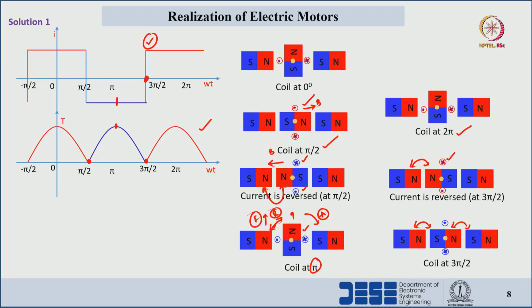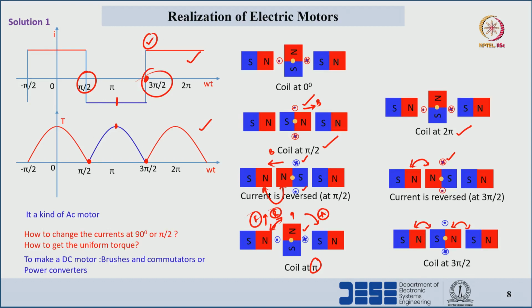Now how to give this kind of currents, or how to change the current exactly at 90 degree intervals? To do that we have to utilize brushes and commutators, otherwise some power converters. In the traditional way, brushes and commutators act as a rectifier: they take DC and convert it into AC. Whatever working principle we have discussed so far is similar to an AC machine. We are giving the AC current here, right, it is a type of AC motor. If we remove the brushes and everything, and visualize the DC machine working principle, it is a kind of AC motor only.